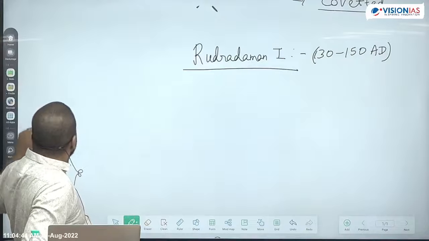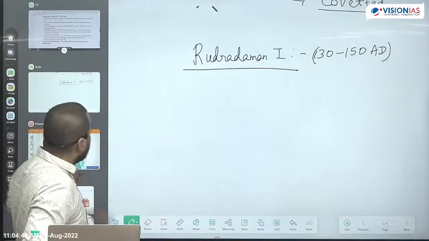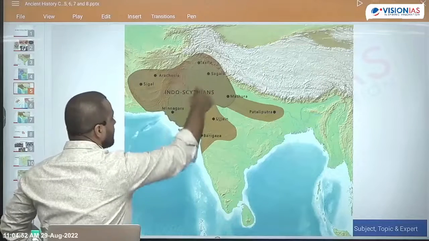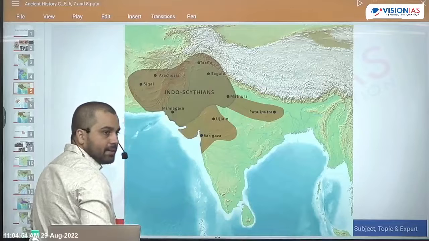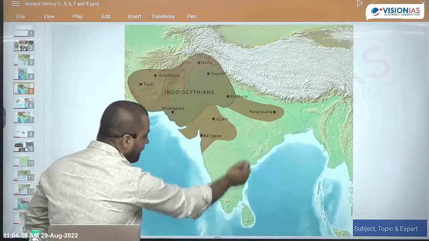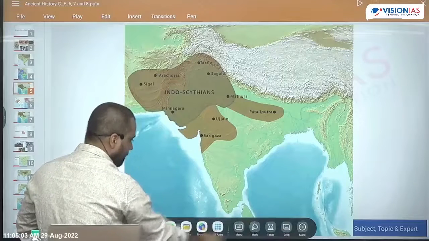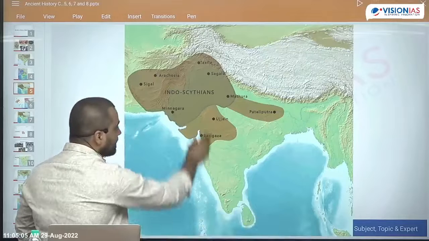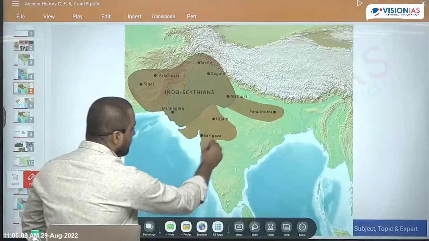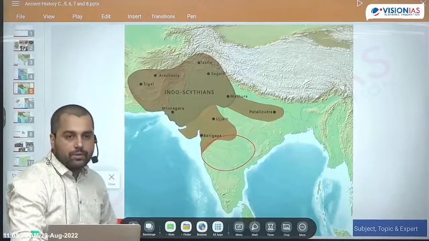So before I talk about Rudradaman, let me show you on the map. I told you that this part was occupied by Parthians and Kushans. But this part here they remained. And in the Deccan region you have Satvahana rulers. So while the region of Gujarat and Rajasthan was occupied by Shakas, this part was ruled by Satvahana rulers, which we call the Deccan.